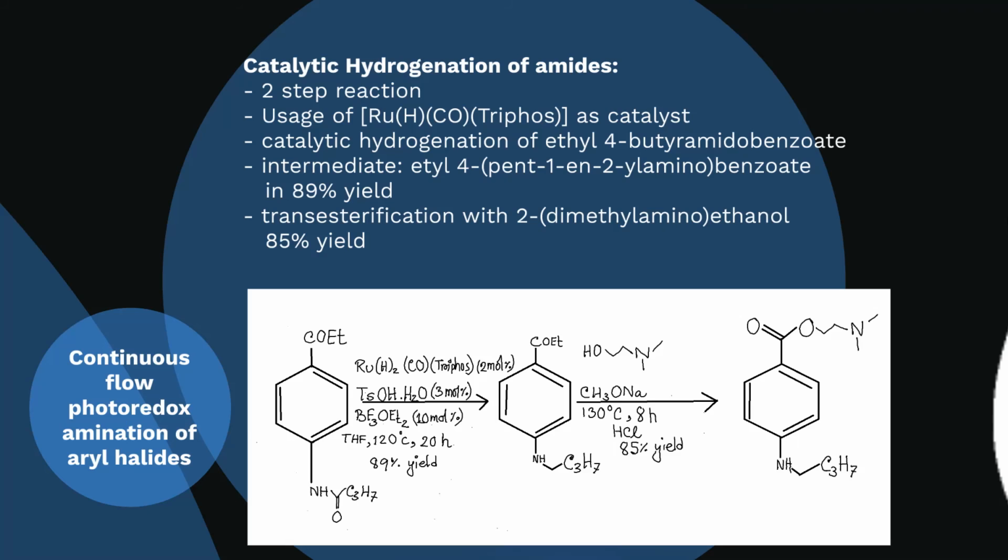The second way to synthesize tetracaine is the catalytic hydrogenation of amides. It's a two-step reaction and it uses a catalyst. The first step is the catalytic hydrogenation of ethyl 4-butyramidobenzoate, and it produces the intermediate ethyl 4-butylaminobenzoate with an 89% yield. And then for the second step, we take the intermediate and do a transesterification with 2-dimethylaminoethanol, and it produces tetracaine with an 85% yield.